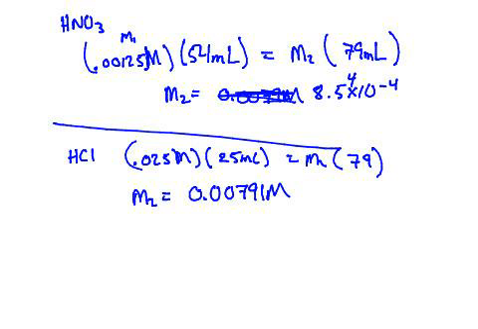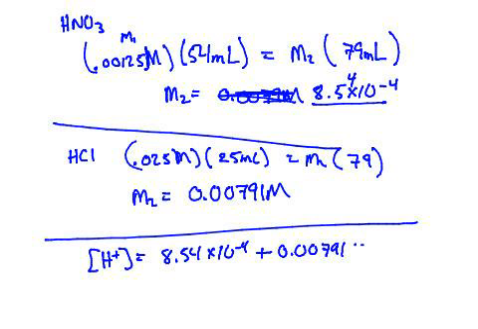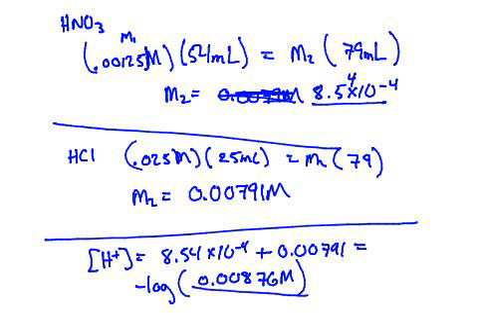Now, what do we do next? That's just molarities. 2 molarities, but if we add them together, then that's our total concentration of hydrogen ions in this solution. So it would be 8.54 times 10 to the minus 4th plus 0.00791, and that comes out to be 0.00876 molar. Now we're just going to take the negative log of this, and we get a pH of 2.0, I think 2 digits, probably because of the 54.